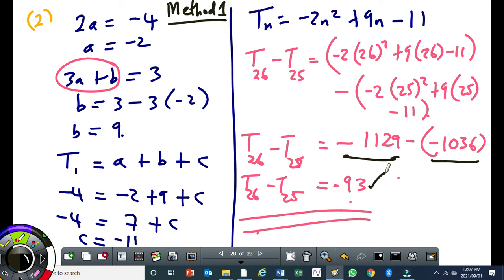No, because you just put 26 there in the subtraction. Okay, look here. If you have been asked to determine T26 of the quadratic pattern, how are you going to get it? That's what I did here. If you're asked to determine T25 of the quadratic pattern, how are you going to get it? Substitute. Then how do you find the difference between the two? That's what I did here.